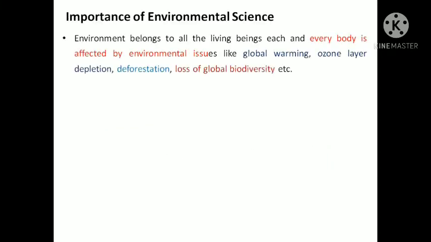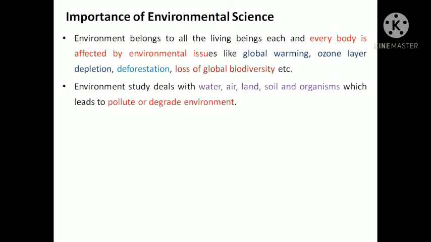Now, the importance of environmental science. What is the importance of environmental science? Actually, environment belongs to all living beings. Each and everybody is affected by environmental issues like global warming, ozone layer depletion, deforestation, loss of global biodiversity, etc. All these are not only for one, but all over the world. It is time to discuss these things.